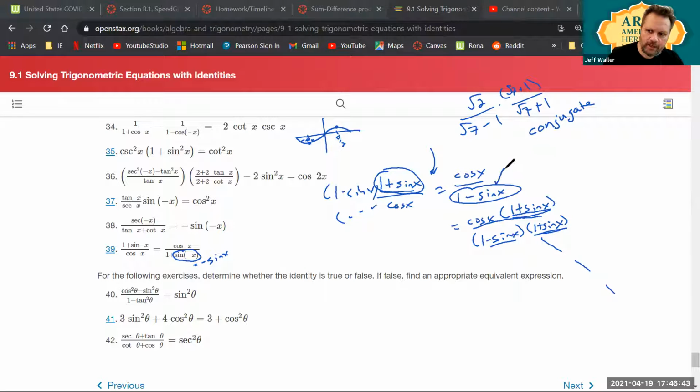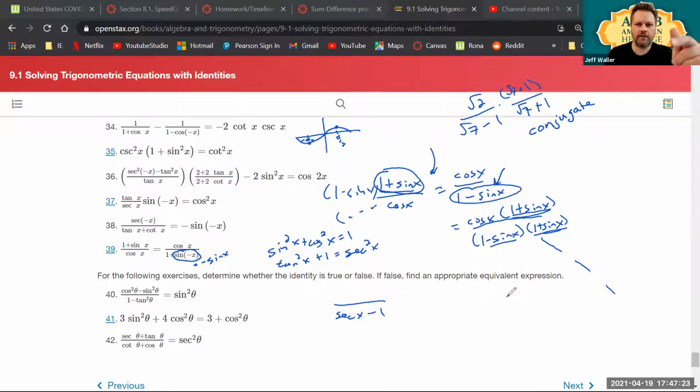Now you have the idea that if there's a fraction, maybe I can multiply by the conjugate. It's not really a conjugate, but the same kind of idea. Does anyone remember? So, all right, we've got sine squared plus cosine squared is 1. Give me another Pythagorean identity. 1 plus tangent squared of x equals secant squared.